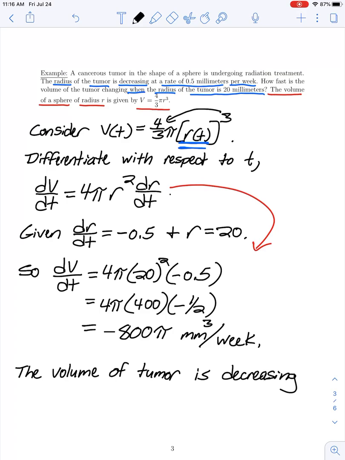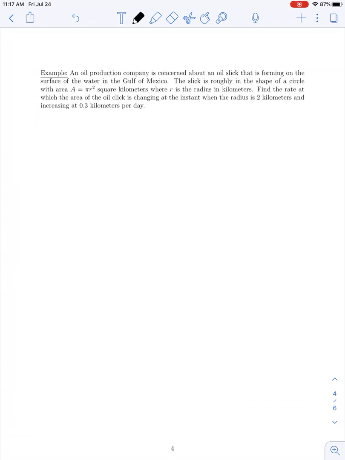We would say decreasing because the derivative here is negative, at a rate of 800 pi cubic millimeters per week. All right. So let's consider another one.